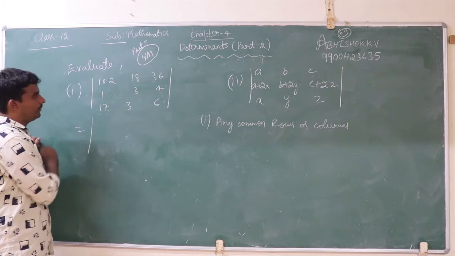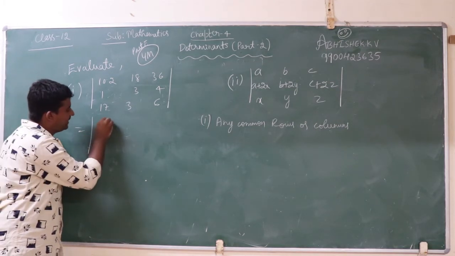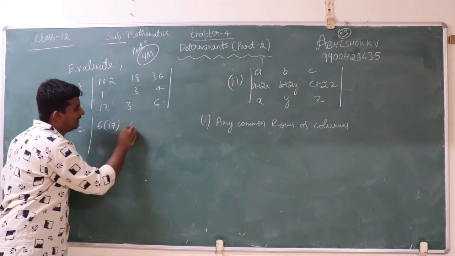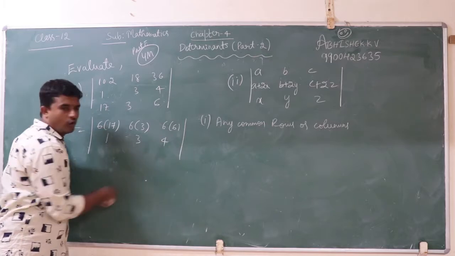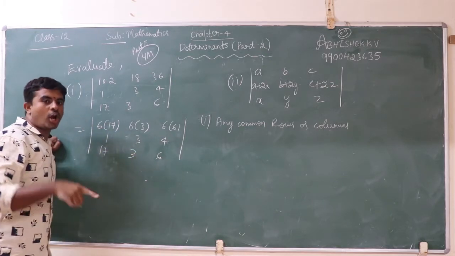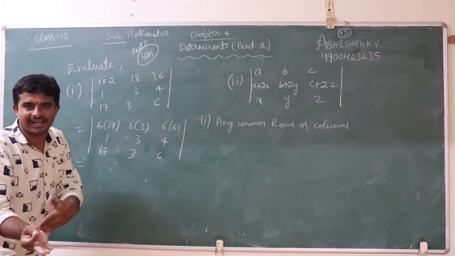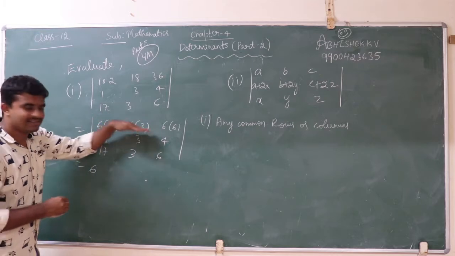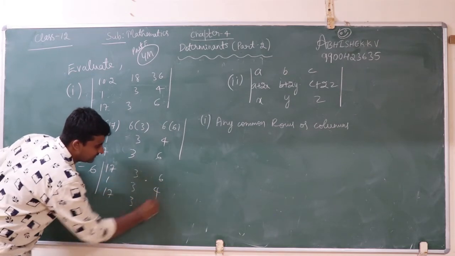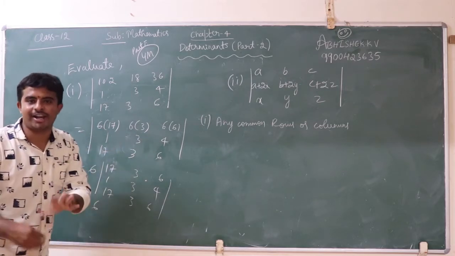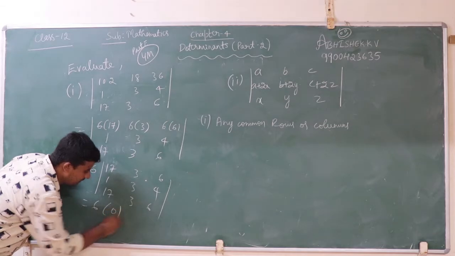See, if I consider this problem, 102, 18, 36 is in R1. If I take 6 as common, 6 into 17 is 102, 6 into 3 is 18, 6 into 6 is 36, then 1, 3, 4, and it remains 17, 3, 6. According to the fourth property, you can take 6 as common. The value of the determinant multiplied by a constant is the same. See, what is the constant here? 6. Take 6 common in R1, then we are remaining with 17, 3, 6, 1, 3, 4, 17, 3, 6. If any two rows or columns are identical, then the value of the determinant is 0. Here R1 is equal to R3, therefore we can easily write this determinant is equal to 0.